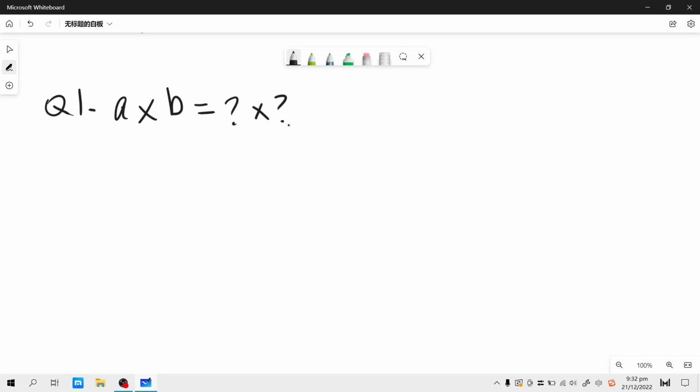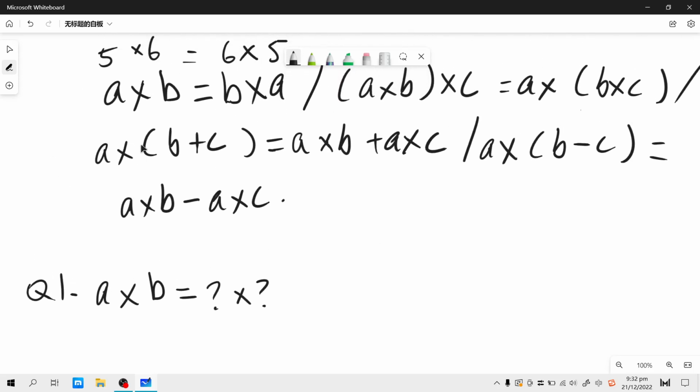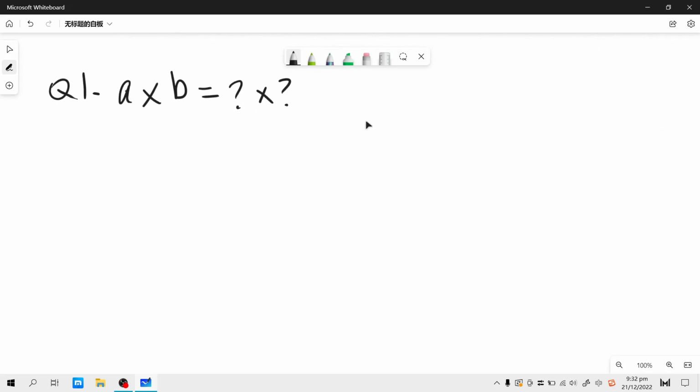Alright, so I assume you are done. This question is quite easy. If you look carefully at the equation on top, you might just notice this. See, A times B equals to B times A. You just change the A and B around. So the answer for question 1, I'll erase the question marks, equals to B times A. Alright, so this is our answer for the first question.